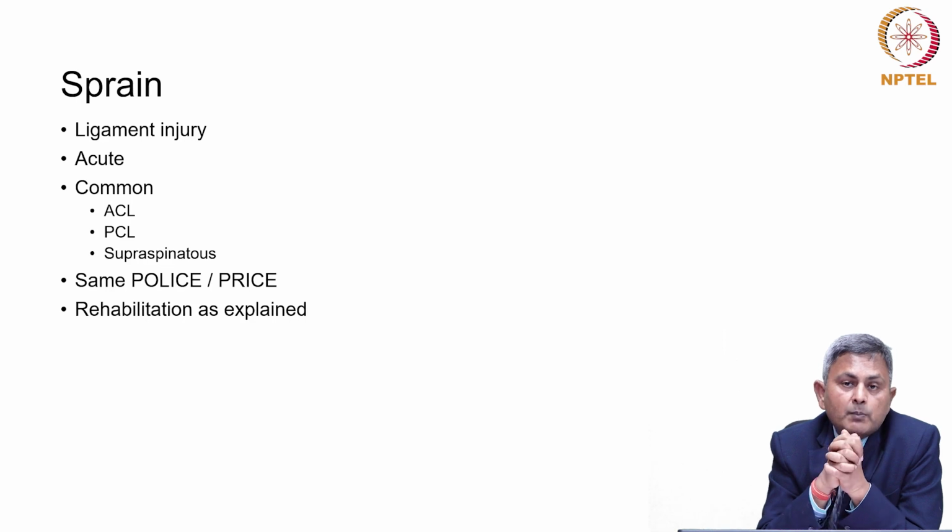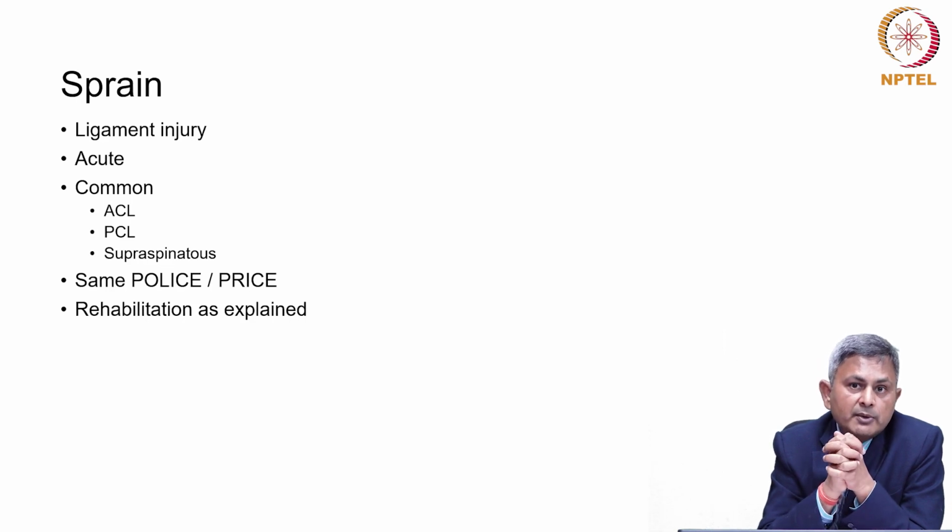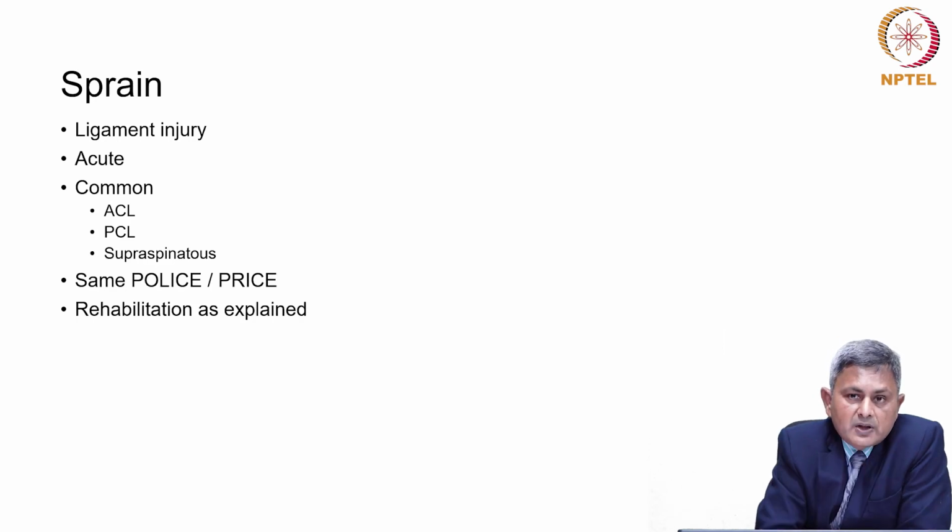The examples are the anterior cruciate ligament, posterior cruciate ligament, deltoid ligament of the ankle, or acromioclavicular ligament. They all help the joints and stabilize the joints. And the injuries of these ligaments are categorized under various grades, like grade 1, grade 2.